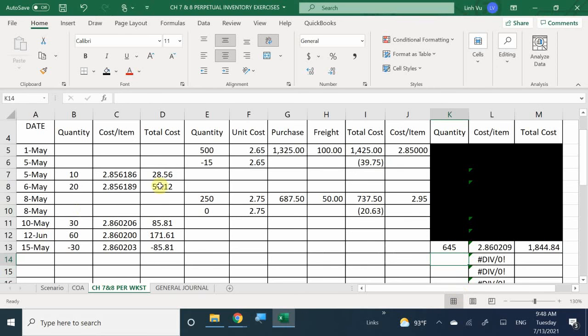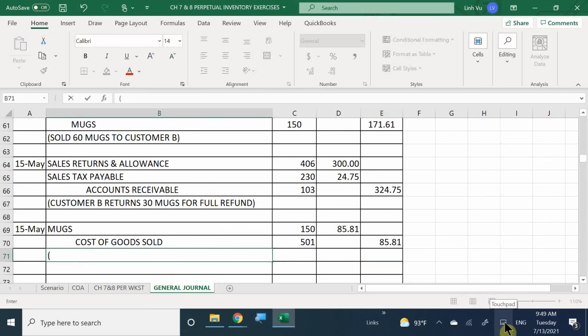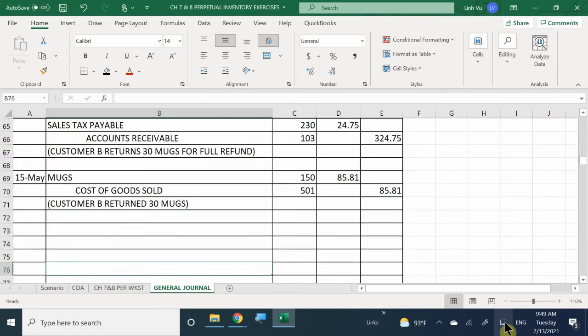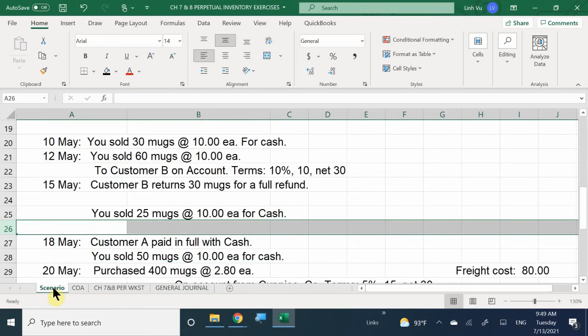Okay? So there we go. Now that we solved for our cost of goods sold, right? Let's go ahead and plug that number in. So I am refunding $85.81. Okay? And I need to make a note here that customer B returned 30 mugs. Okay. All right. So then let's go ahead and see what happened next.